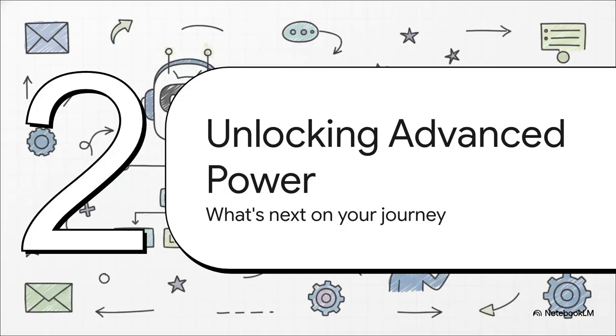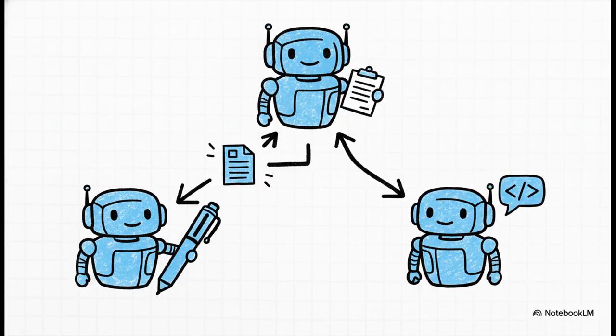Okay, so you've nailed the basics. You can create agents, you can build their brains, you can collaborate with them. Awesome. But believe it or not, that's just scratching the surface. There's a whole other level of power to unlock. So let's take a quick peek at what's next. This is where things get really wild.